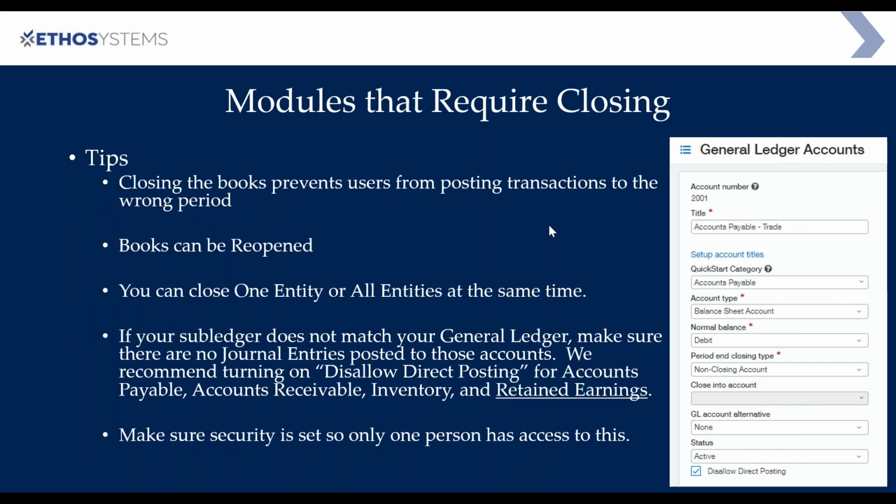So a couple tips on closing the books. We already hit that point there. Books can be reopened. We talked about that. You can close one entity or all entities. Again, we talked about the disallow direct postings feature. And one thing I always recommend is making sure security is set so that only one person has access to this for closing. I always believe it's important from a security point of view that you lock that down.